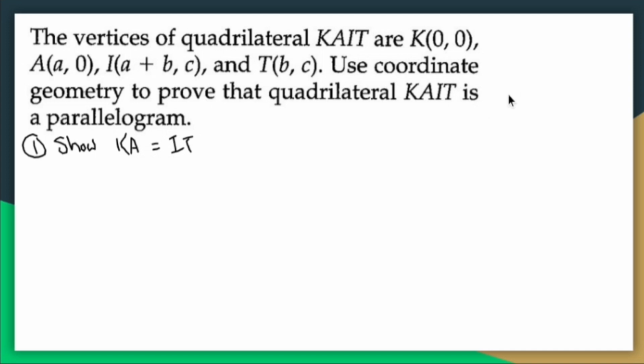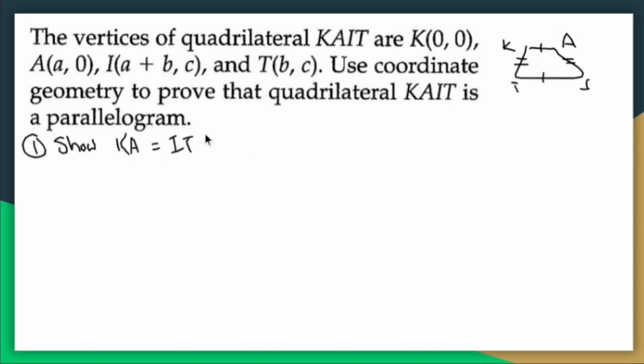Okay, so again, if you're like, I don't see the picture, look, there's a picture, KAIT. It has to give you whatever order it's in. So I have to show KA and IT, and then I have to show AI and KT. That's what I'm going to do. Okay? So I need to show that KA and IT are congruent.